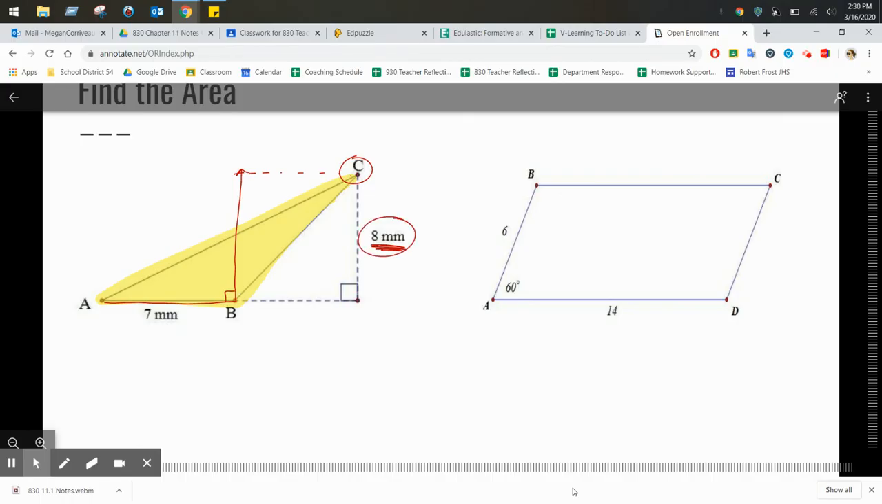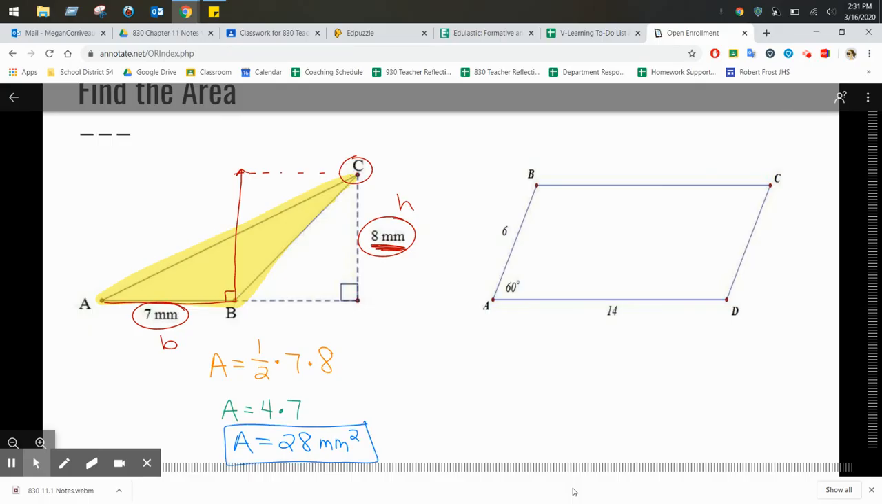So 8 millimeters is in fact your height, even though it's not shown right smack dab in the middle of your triangle. So 8 millimeters is your height if 7 millimeters is your base. Now, yeah, you could turn that triangle and call something else, but I don't have any other given information. So I think that's going to be the easiest way to go. So the area of this triangle is 1/2 of 7 times 8. Let's see, well, half of 8 is 4. So area equals 4 times 7. 4 times 7 is 28. So the area is 28 millimeters squared.